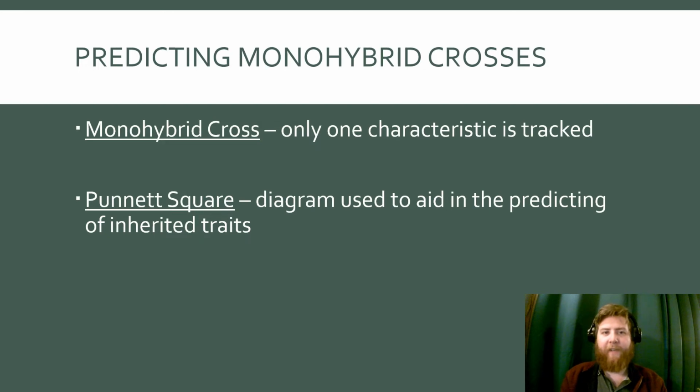All right, so predicting monohybrid crosses. Real quick, with monohybrid crosses, we're only going to track one characteristic, and we're going to use a tool called a Punnett square, which is a diagram that aids in predicting inherited traits. You've probably seen Punnett squares before, but if not, we're just going to go through a couple of examples to get you used to using them and comfortable with them.